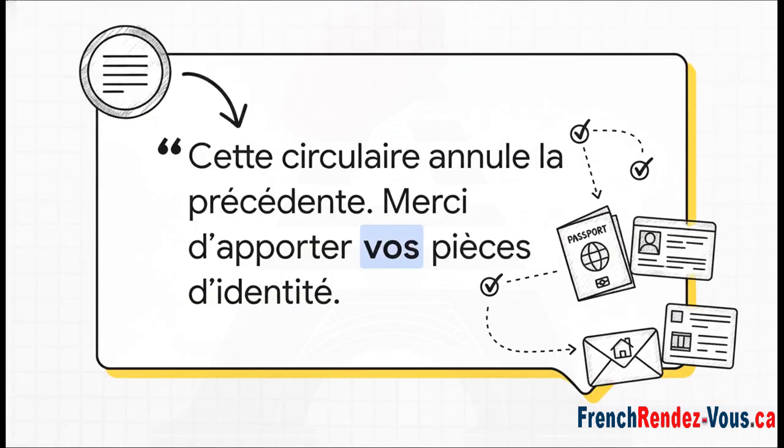First, you see cette circulaire. That's the demonstrative pointing to this specific circular. Then you have vos pièces d'identité. That's a possessive, your identity documents. See how each tiny word does a very specific job to make the meaning crystal clear?